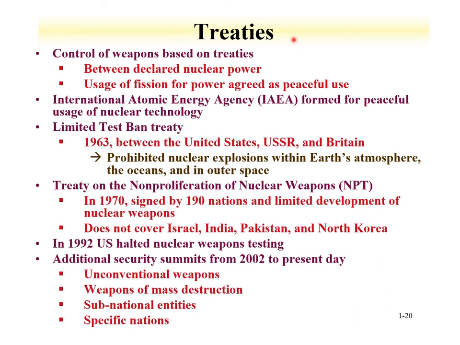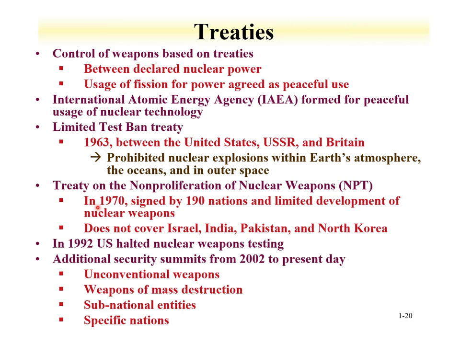The international control of nuclear weapons is based upon treaties. These treaties are between declared nuclear powers. I would like to note that usage of fission for power is agreed as peaceful usage. The International Atomic Energy Agency, the IAEA, which is involved in numerous treaties, was formed for the peaceful usage of nuclear technology. Some treaties that have been negotiated include the Limited Test Ban Treaty. This was between the United States, the Soviet Union, and Britain. It prohibited nuclear explosions within the Earth's atmosphere, the oceans, and in outer space.